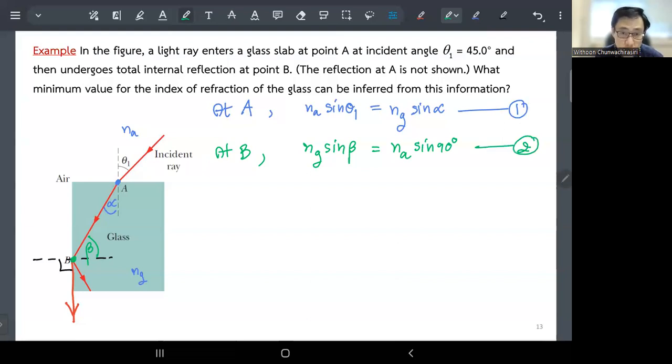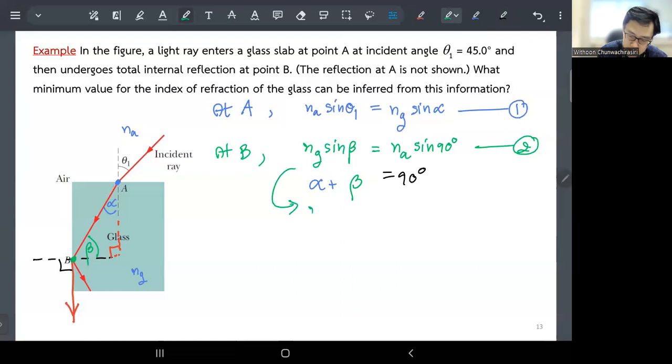So what do you need? You want the N glass. That means you probably want to eliminate the unknown alpha. So how can you do that? It's only 2 unknowns right now. If you look carefully here, the alpha and the beta are actually inside the internal angles of a triangle. So that means you know the condition of alpha plus beta must be equal to 90 degrees. Cool. So that means your second equation can be written like this.